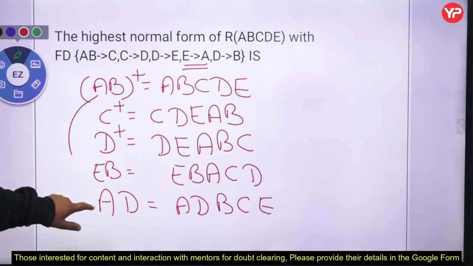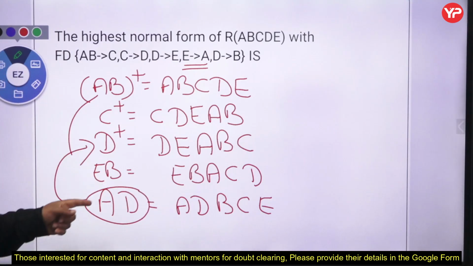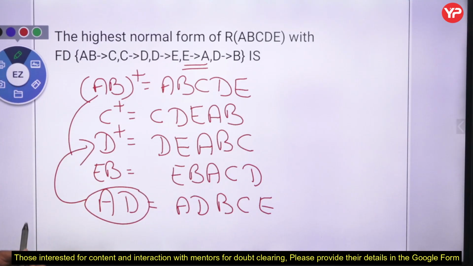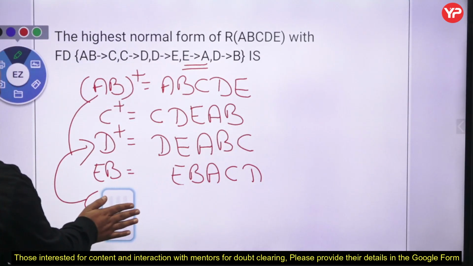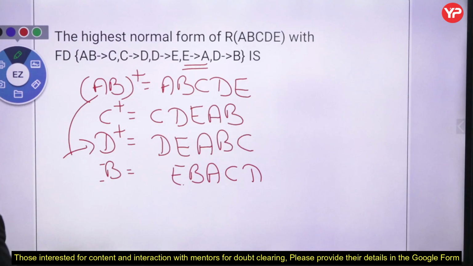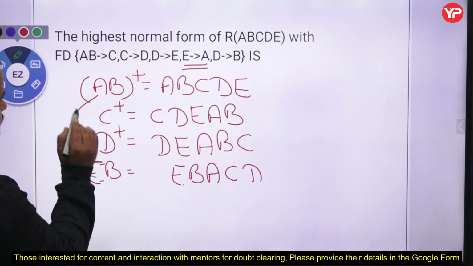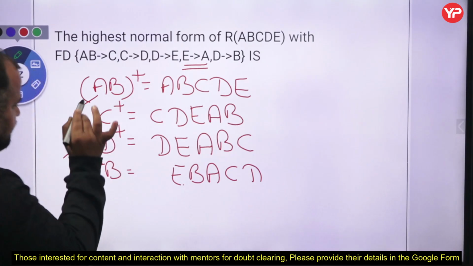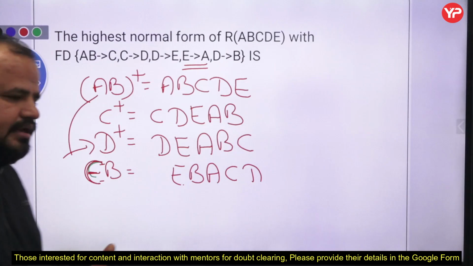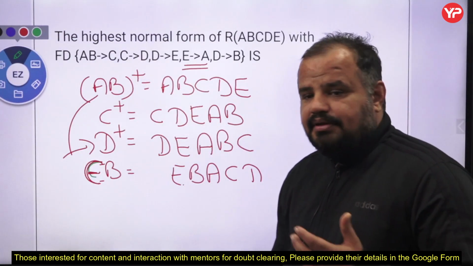AD is not a key because the subset of AD, which is D, is also a key. So it is not the minimal one. Keep in mind, it is not the minimal one. So AD is not a key because D is a key. By default AD should be a key, but it is not a candidate key. Here we have E. Keep in mind, here we have E. Fine. So D is a key, but AD is not a candidate key. Why? Because a candidate key should be minimal.